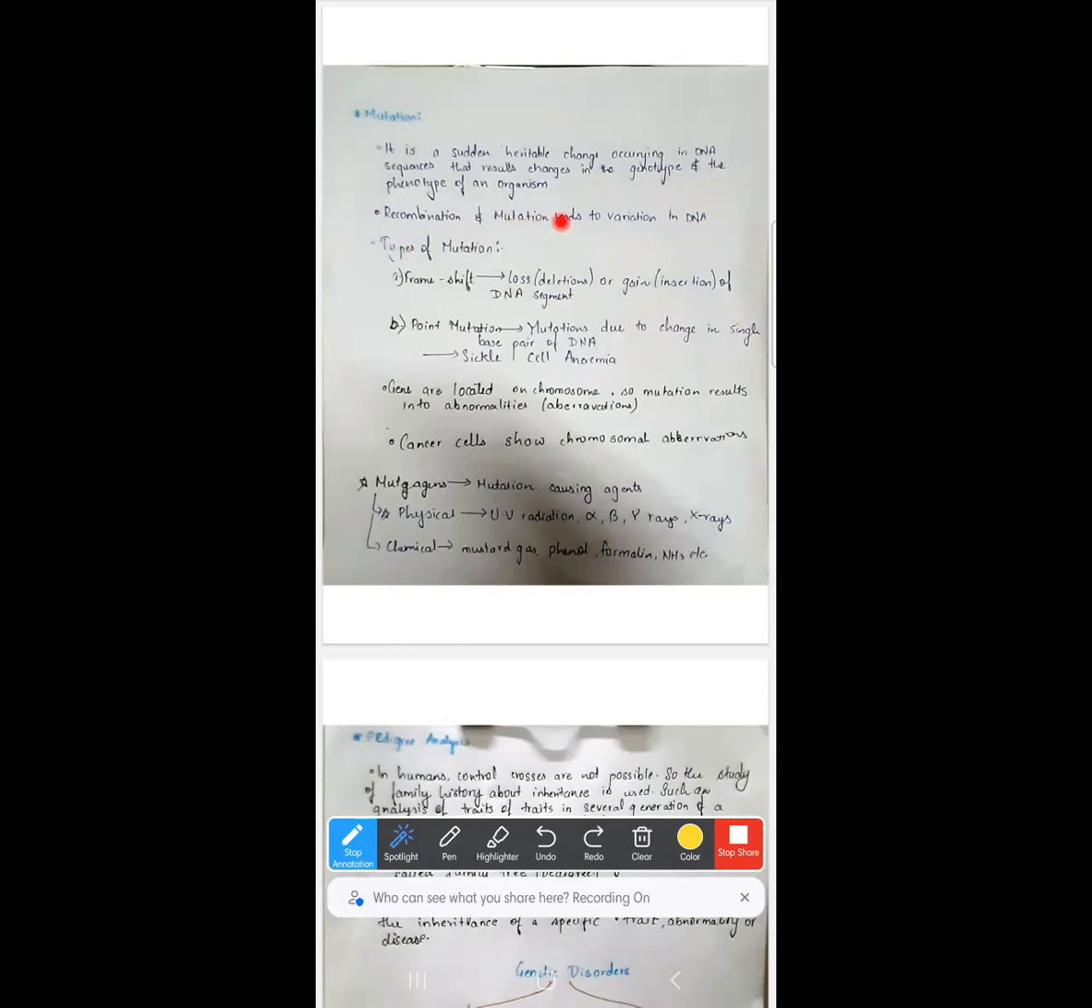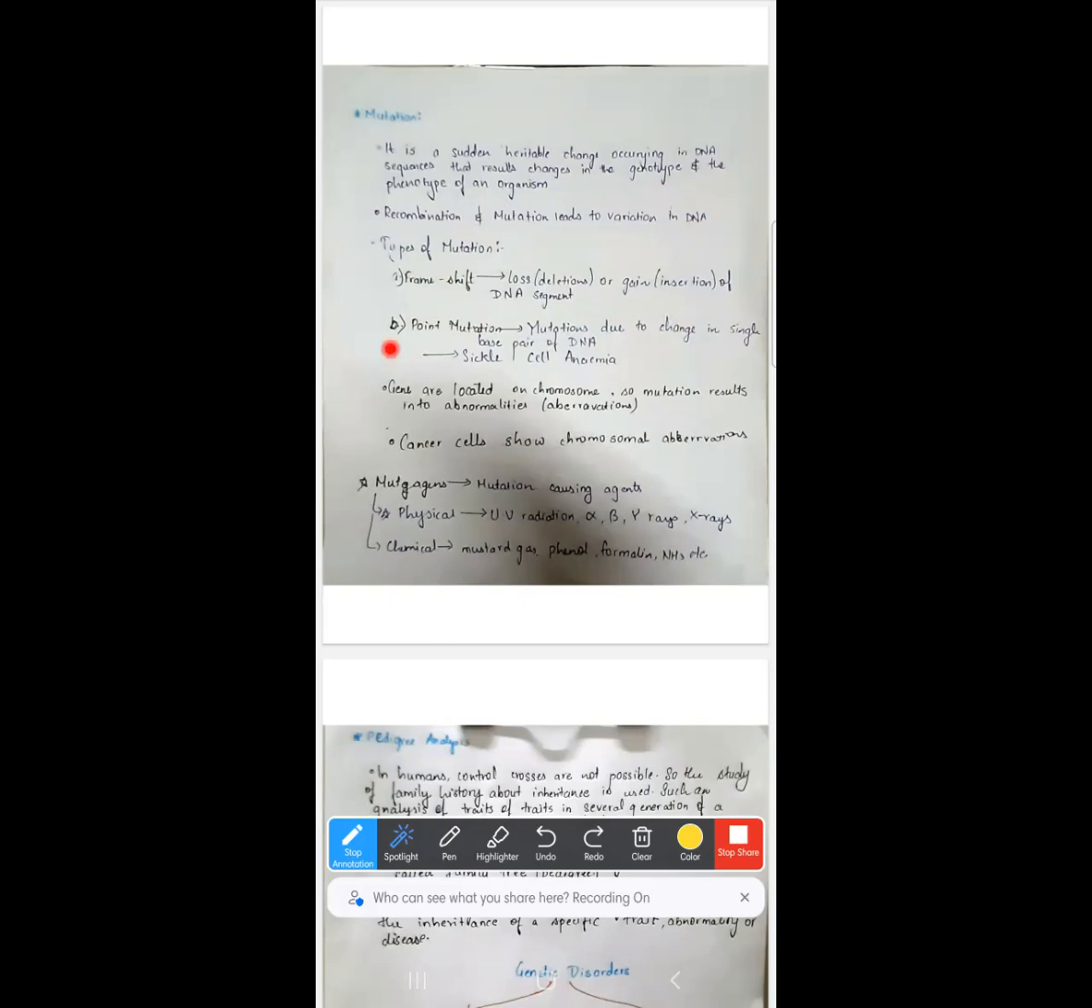Recombination and mutation lead to variation in DNA. This causes the DNA sequence to vary from other DNA sequences. Types of mutation. There are two types of mutation. First, frameshift, that is loss or deletion or gain or insertion of a DNA segment.